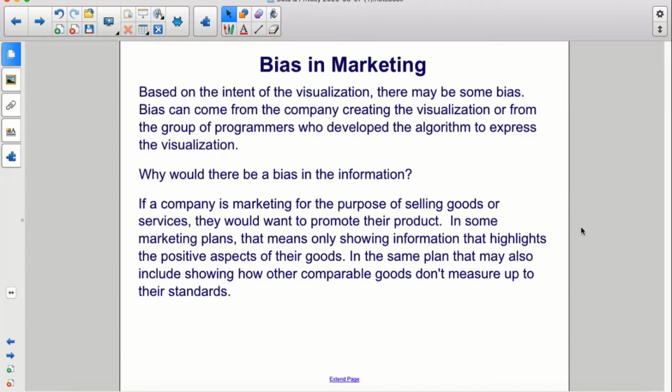Bias can come from the company creating the visualization or from the group of programmers who developed the algorithm to express the visualization. Why would there be a bias in the information? If a company is marketing for the purpose of selling goods or services, they would want to promote their product. In some marketing plans, that means only showing information that highlights the positive aspects of their goods. In the same plan, that may also include showing how other comparable goods don't measure up to their standards.